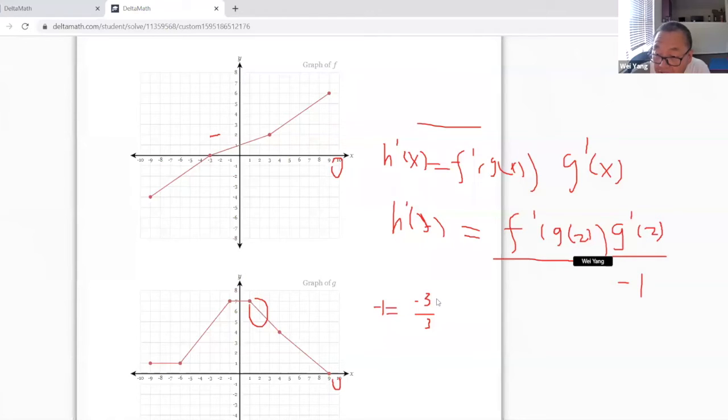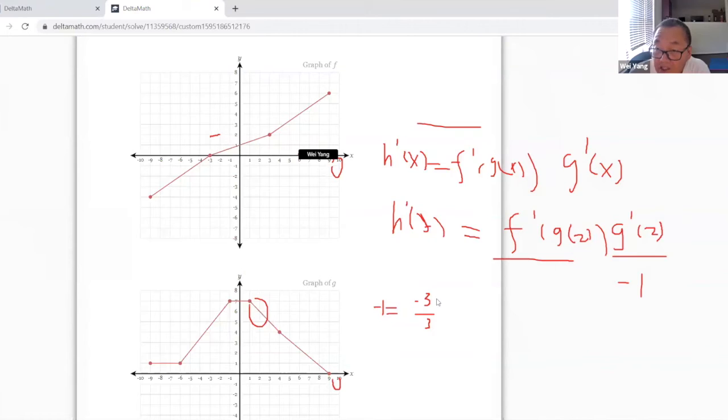Now we need to find the derivative of f(x). So when x equals 2, what is g(2)? When x equals 2, g(2) equals 6, right? You can read it here. Then in the graph of f, you need to find x equals 6. When x equals 6, it's here.